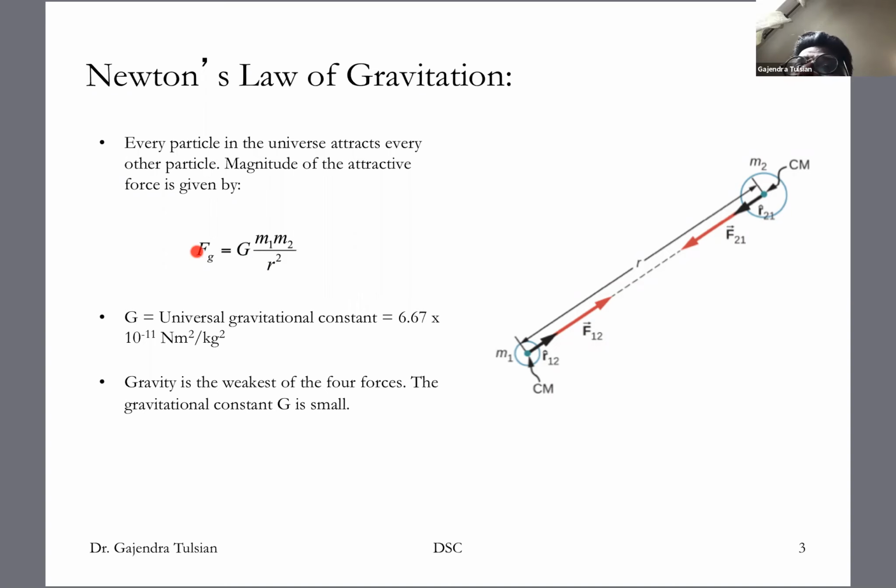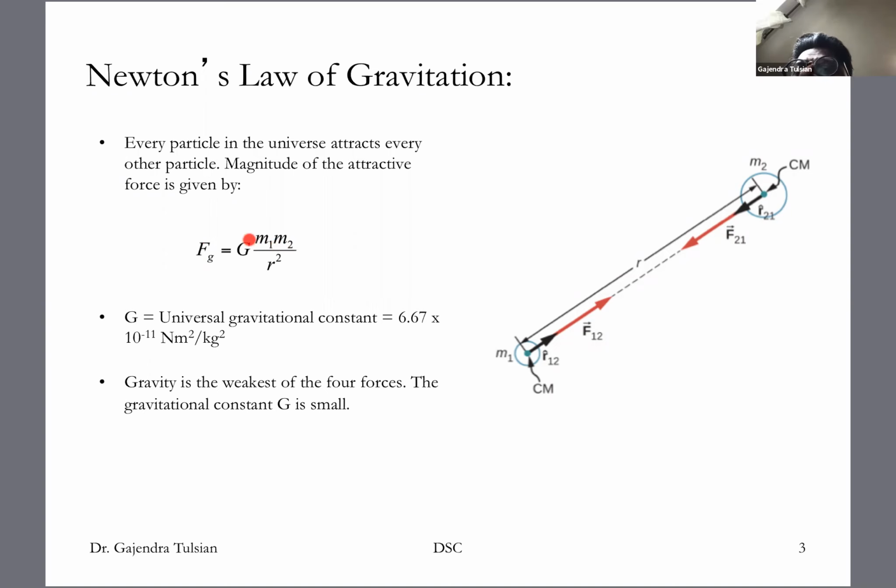Now the gravitational force is very weak because this gravitational constant is very small. The gravitational constant is 6.67 times 10 to the minus 11 newton meter squared per kg squared. So if you want to see a sizable force, at least one or both of the masses have to be large.